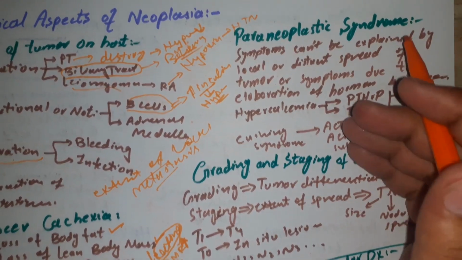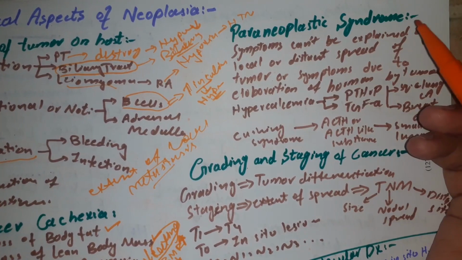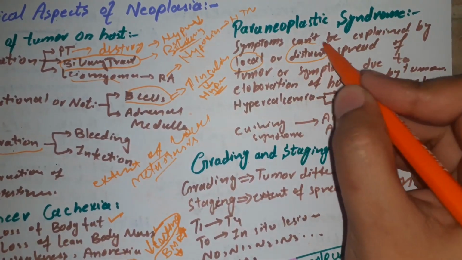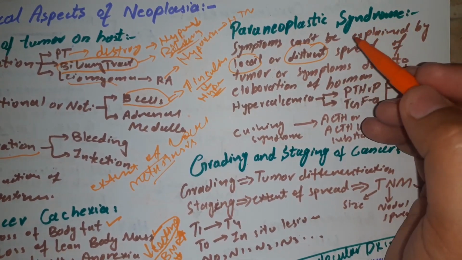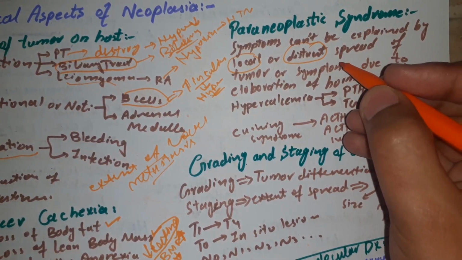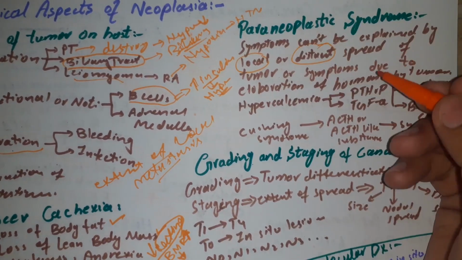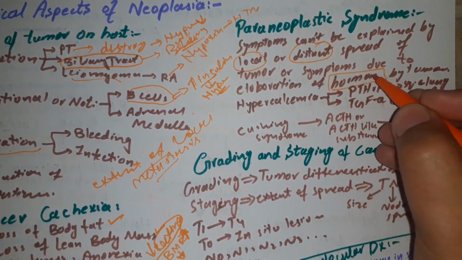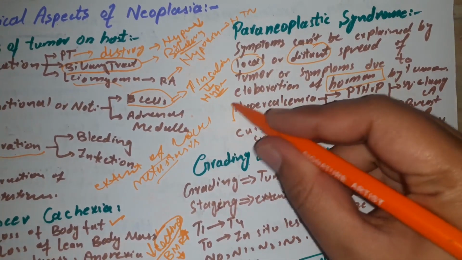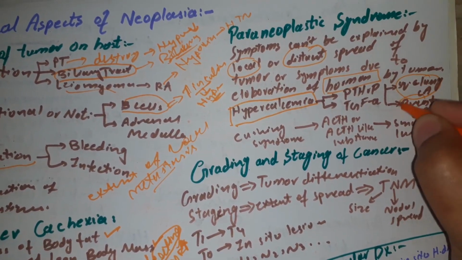Okay, so next we move on to another terminology related to cancers, which is paraneoplastic syndrome. Paraneoplastic syndrome is basically a set of symptoms which cannot be explained by local or distant spread of disease. It means that the local spread or the distant metastasis of disease does not explain the symptoms associated with a particular neoplasm, and it is mostly due to hormones or hormone-related proteins produced by the neoplasm. For example, hypercalcemia can be shown by different cancers, for example, squamous cell carcinoma of lung or breast carcinoma.